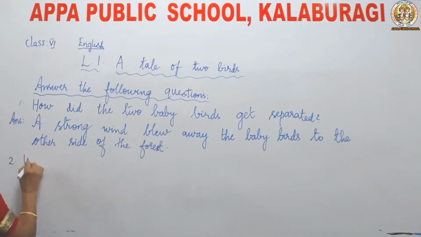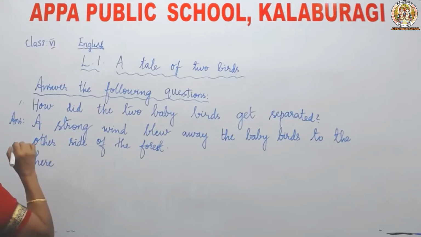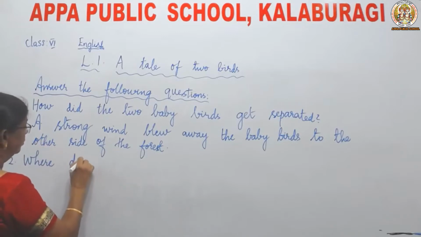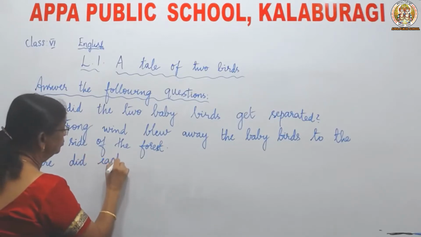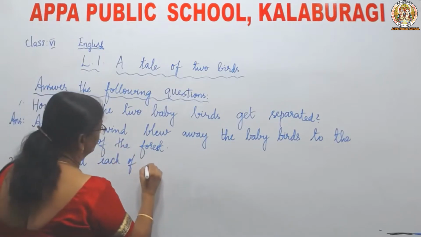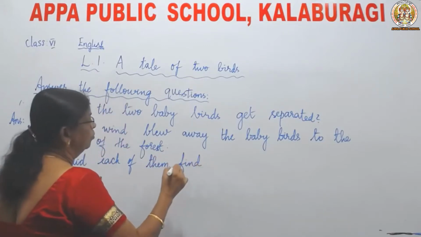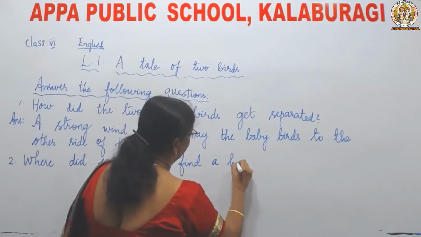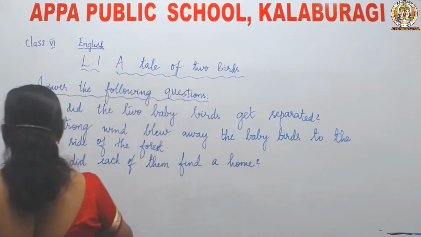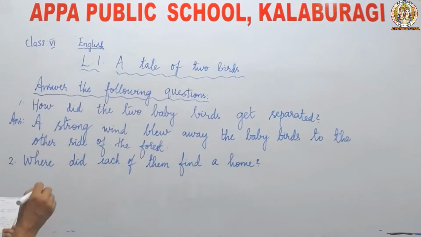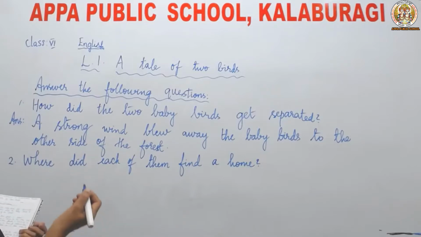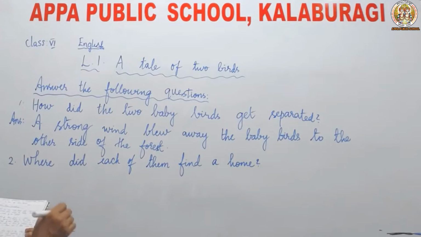Where did each of them find a home? Where did each of them find a home? Each of them found a home on the other side of the forest. And one of them found a home in a tree that stood near a cave of robbers. And the other one found a home in a tree near a rishi's asan. The two places should be mentioned.